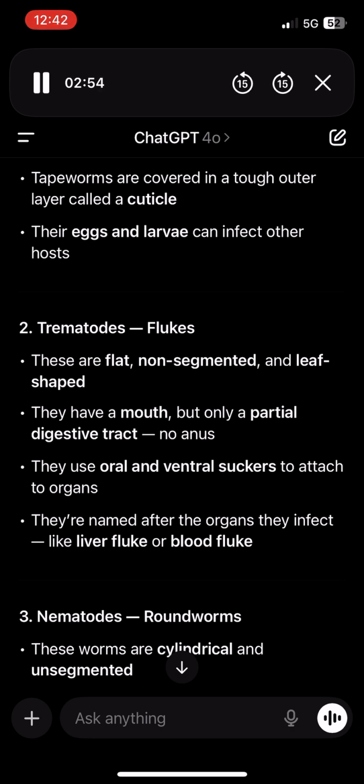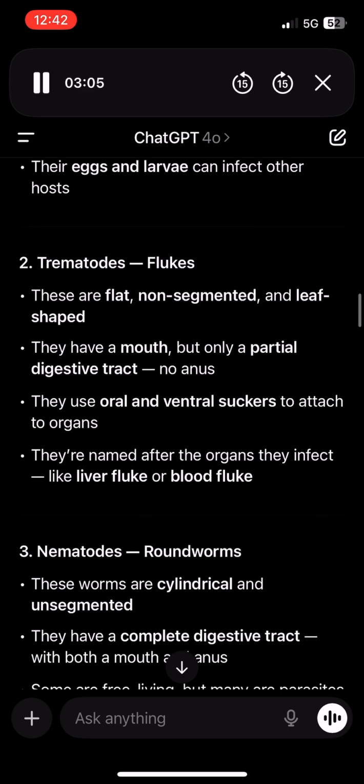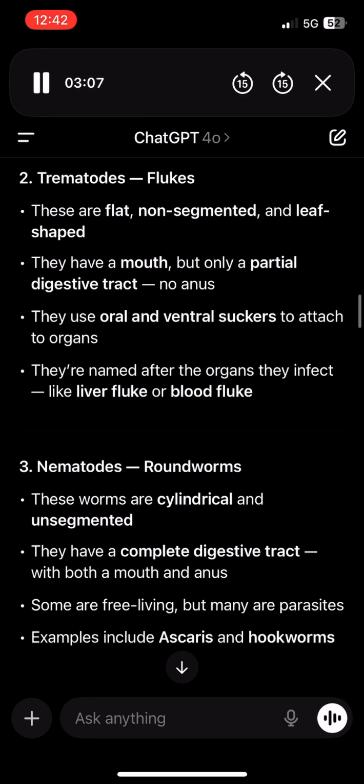2. Trematodes. Flukes. These are flat, non-segmented, and leaf-shaped. They have a mouth, but only a partial digestive tract, no anus. They use oral and ventral suckers to attach to organs. They're named after the organs they infect, like liver fluke or blood fluke.